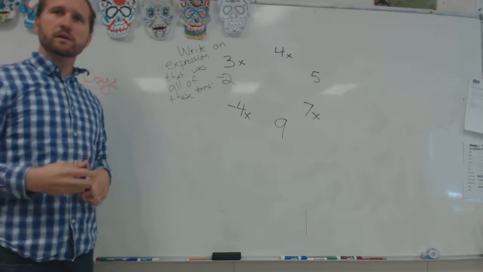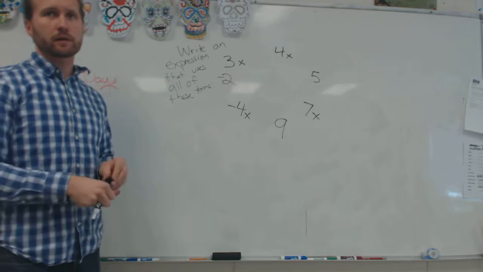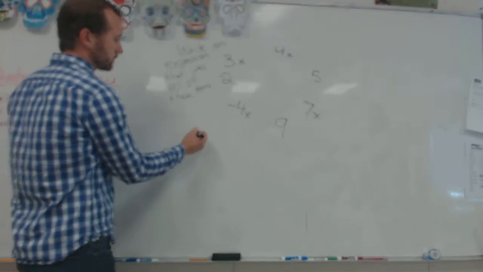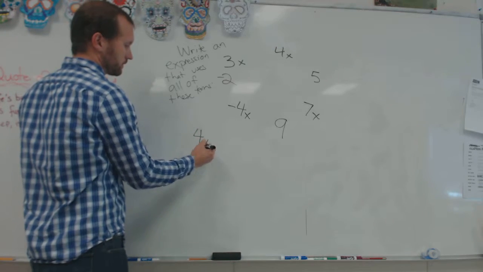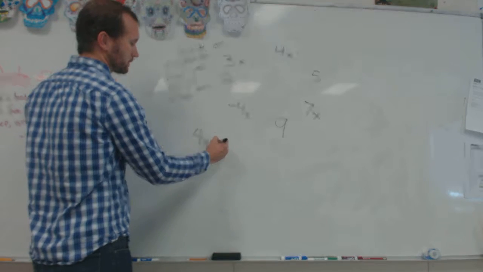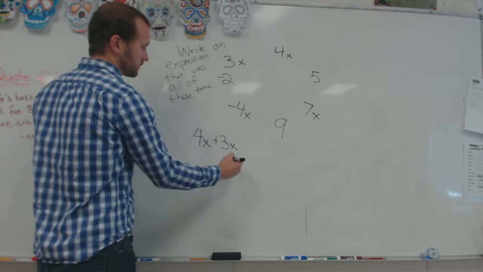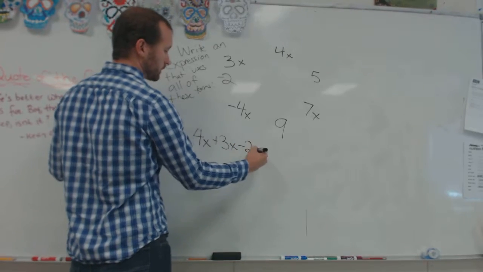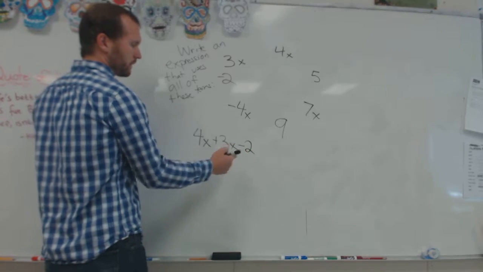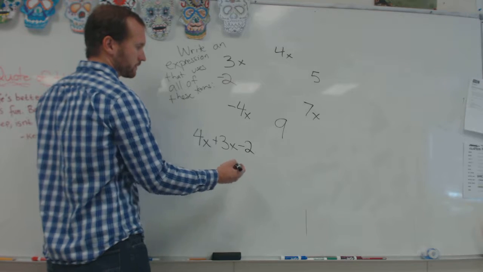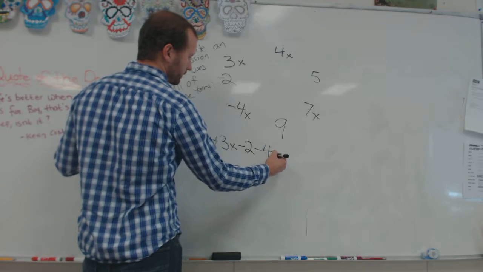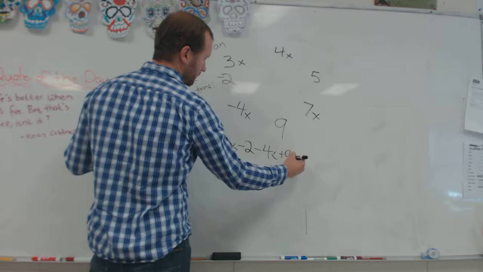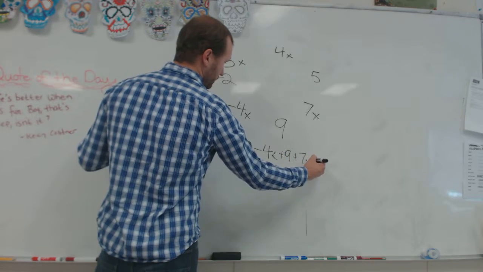All right, do you want to give me your expression? Sure. Okay. 4x. I don't know if it'll work, but 4x plus 3x. Negative 2. So minus 2? Yeah, minus 2. Oh, that's a minus. Oh, okay, minus 2. Yeah. Minus 4x. Plus 9. Plus 7x. And last but not least, plus 5.